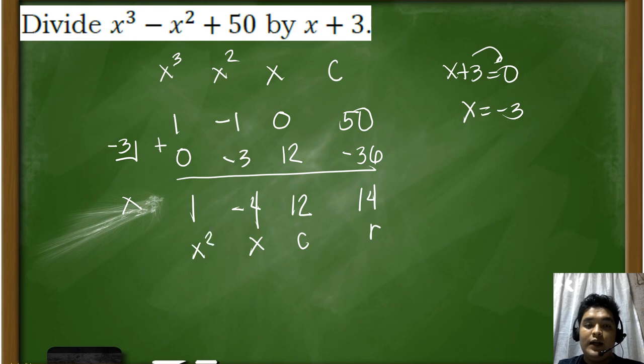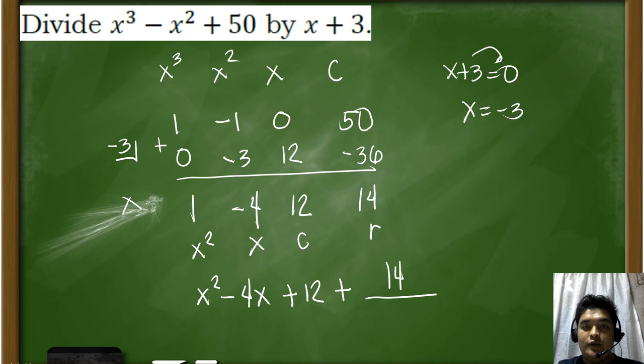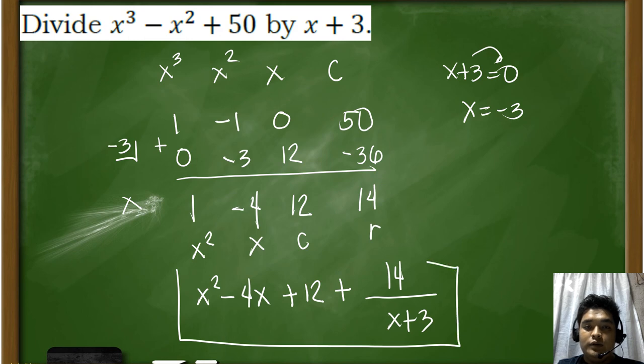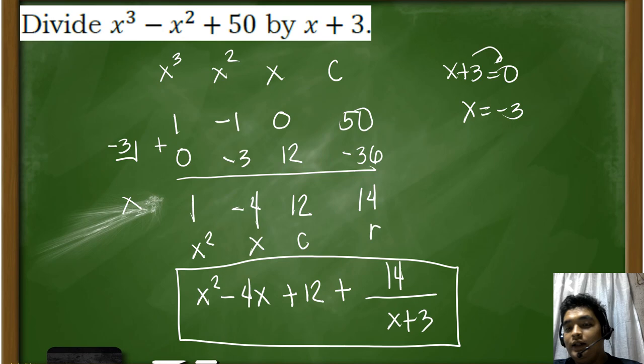So our final answer is, our quotient is x squared minus 4x plus 12, plus our remainder 14 over the divisor x plus 3. Okay, so that's for synthetic division.